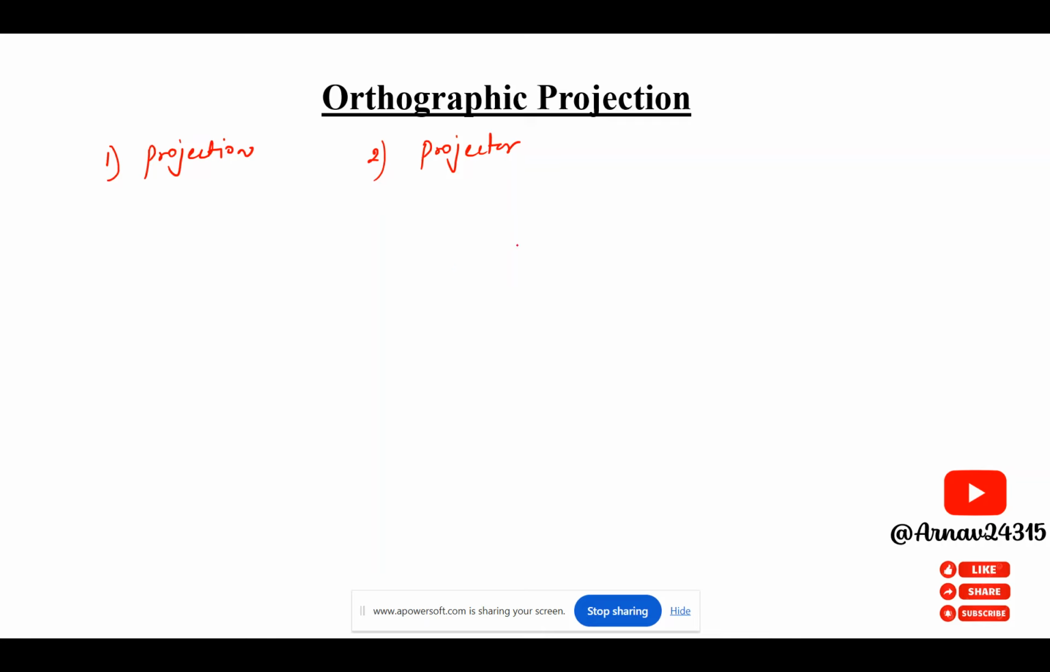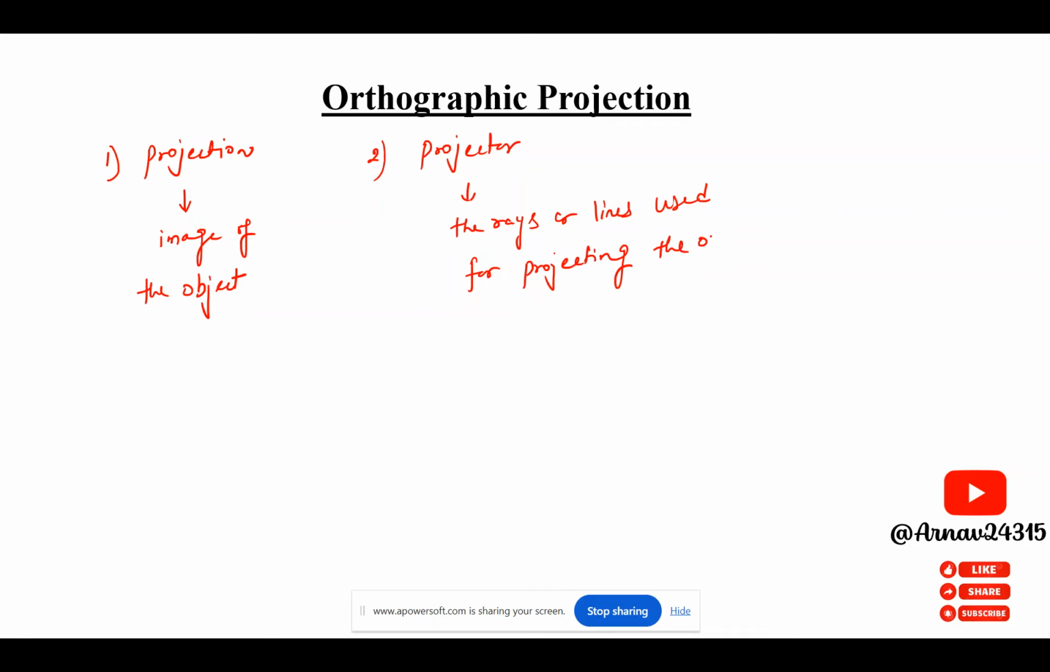Right. तो projection का मतलब क्या होता है? Projection means it shows the image of the object. Image of the object. Okay. And projector means the lines or the rays, you can say, the rays or lines used for projecting the object is known as projector.